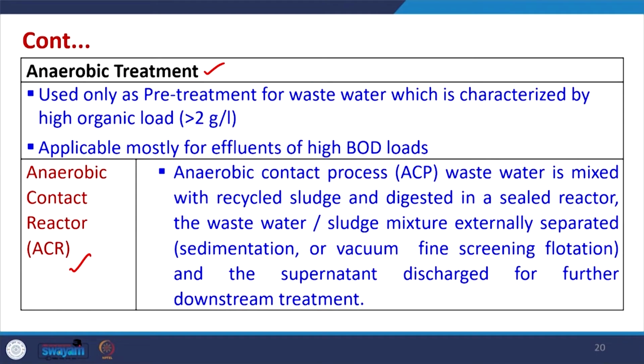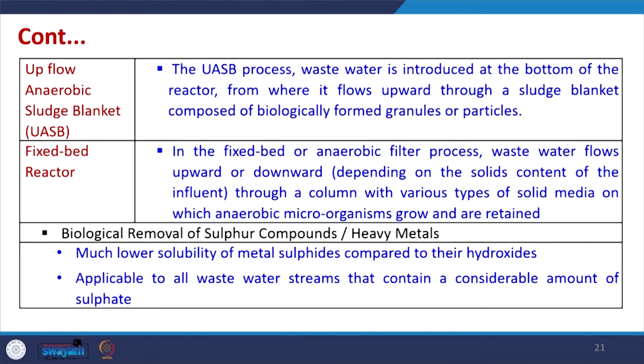So, in this process the wastewater is mixed with the recycled sludge, digested in a sealed reactor, and after that the wastewater and sludge are externally separated. So, using sedimentation, vacuum, fine screening, flotation unit, etc., and the supernatant is discharged for further downstream treatment. So, we get products like methane, other type of gases which may be useful.